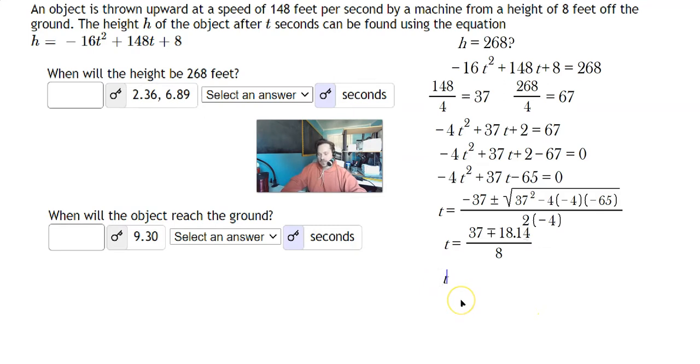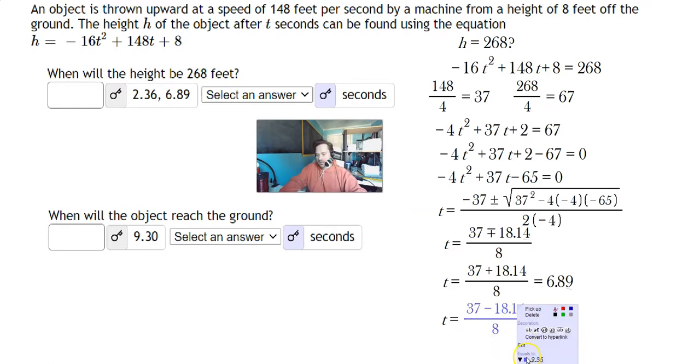Now let's actually find each of these values independently. I'm going to do the 37 plus the 18.14 divided by 8. That's one of these values. All right, so when I do that, it's going to give me 6.89. And the other one will be t is equal to 37 minus 18.14 divided by 8. You punch this into your calculator, and you're going to get 2.36.